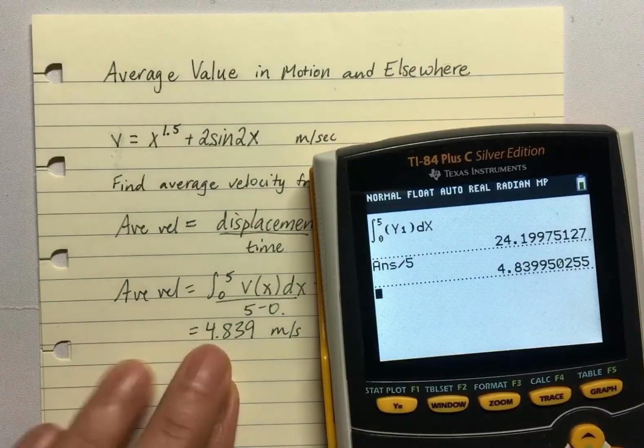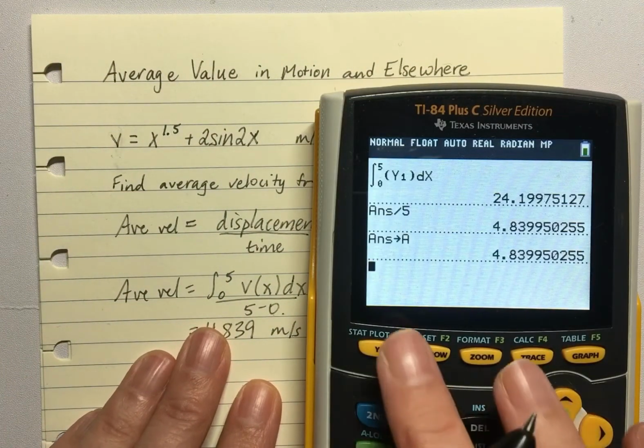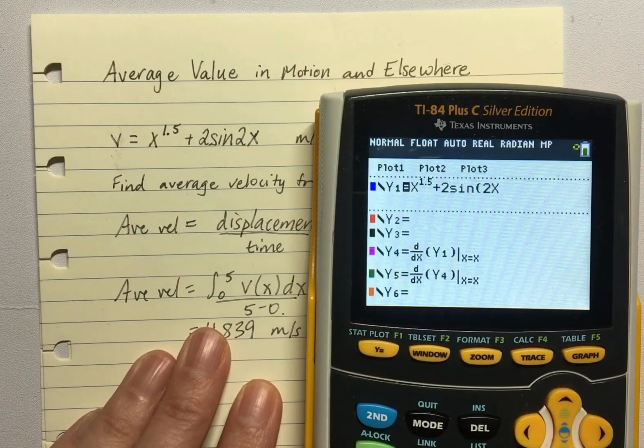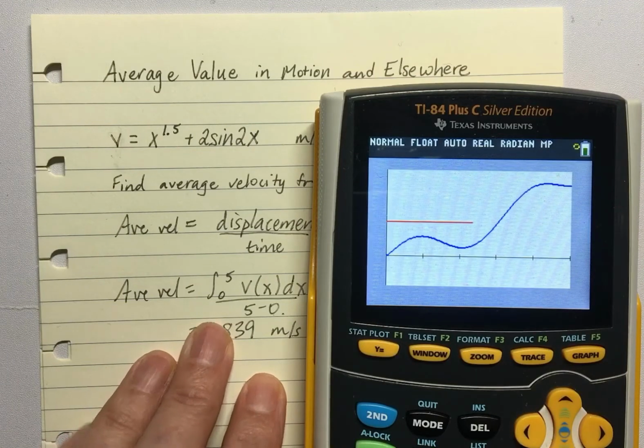So let's take a look at this graphically. I'm going to store this number as A, and I'm actually going to graph it as well. So I'm going to do y2 equals A. And good, I didn't regraph the other thing.